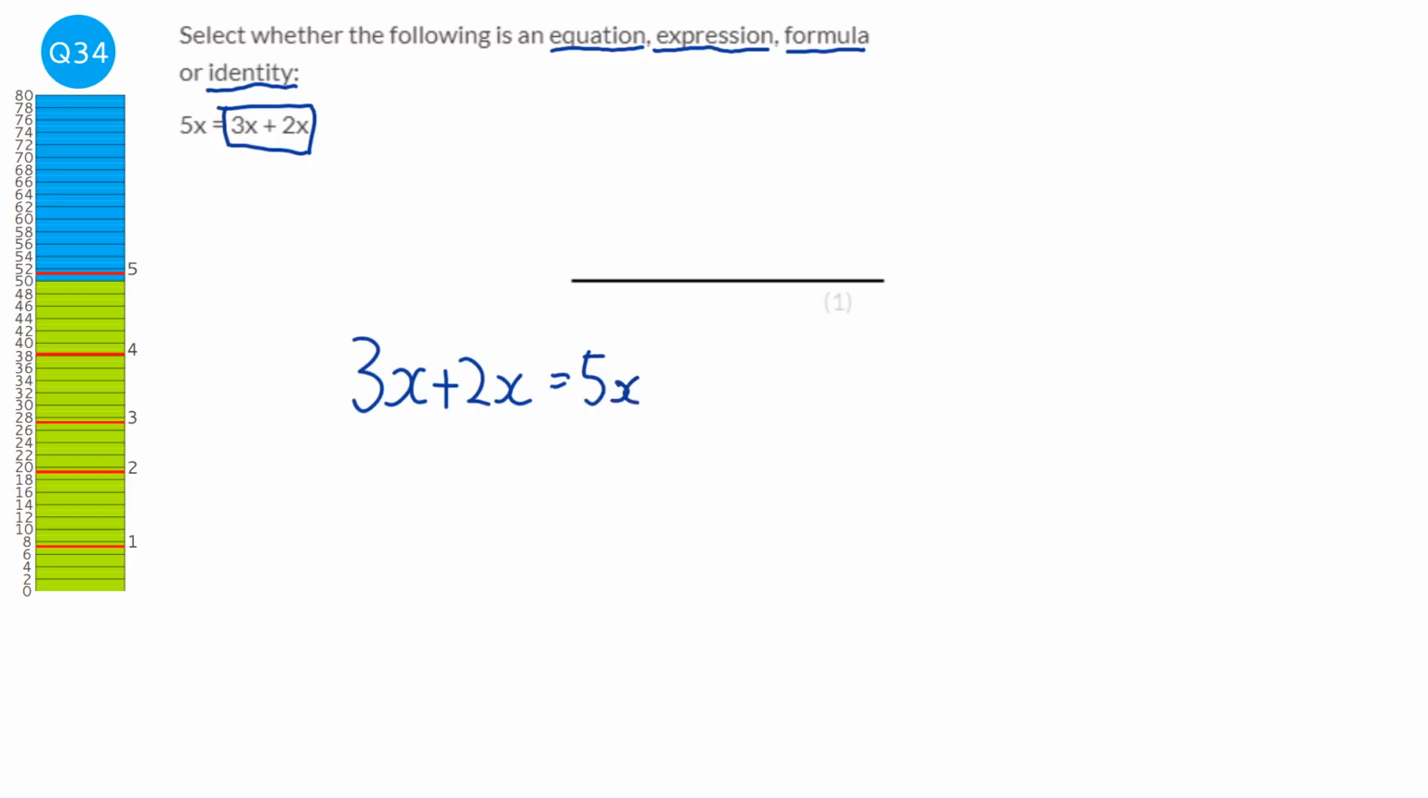Now normally with an identity, it's shown with 3 lines. Now in the exam, this type of question, it won't be shown with 3 lines because that kind of gives it away that it's an identity. But this question is definitely an identity. And you can't solve it because it's true for all values of x. So yes, x could be 10, x could be a million, x could be a third, x could be anything.